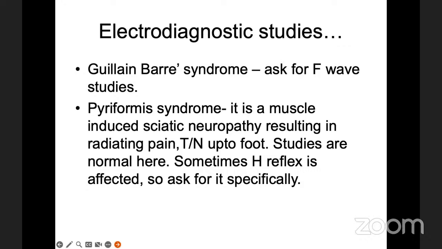Piriformis syndrome, it's a muscle-induced sciatic neuropathy kind of a situation where we have similar symptoms coming down into the leg, pain going along like a sciatic nerve pain, tingling, numbness, and everything else. Here, the studies are generally normal, but there is something known as H reflex, which is completely affected. So you have to ask specifically when you're looking at these etiologies.